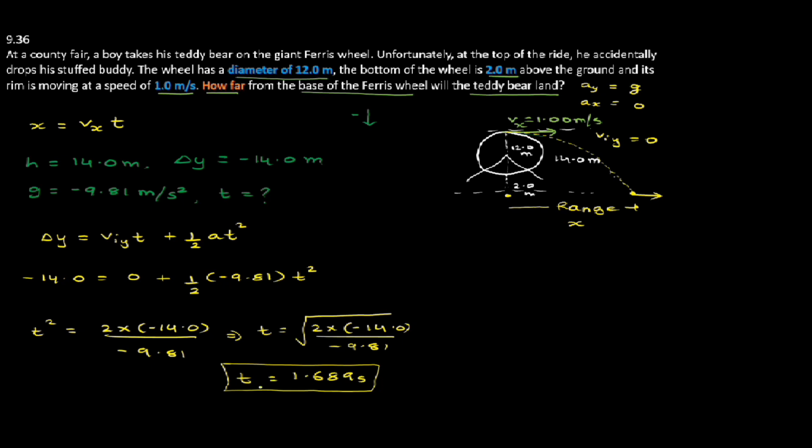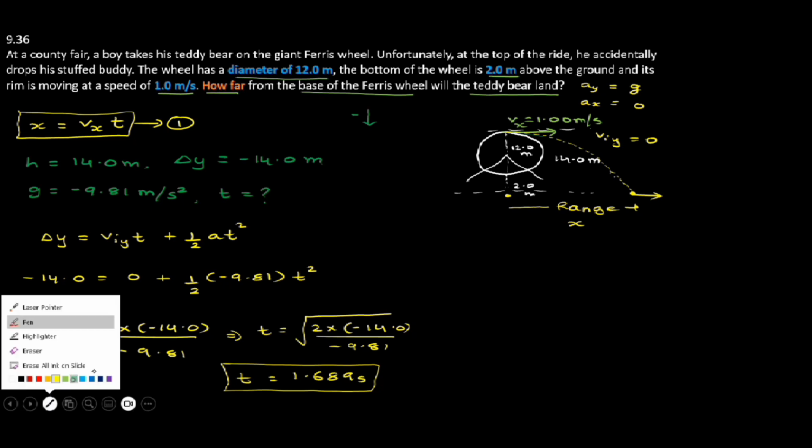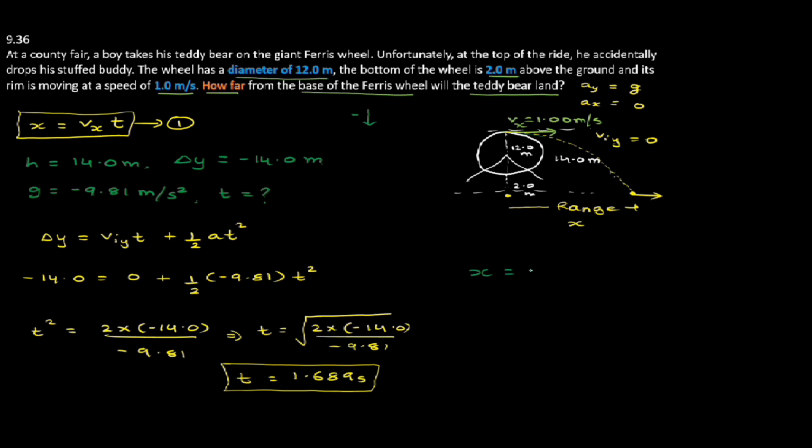Once I have the value of t, now I can substitute that in my first equation. Let me write this as equation 1. I will substitute t in 1. So we get x equals Vx times t. Velocity along the x-axis is 1 times 1.689. So we get x equals 1.689 meters. So this is how far the teddy bear falls from the base of the Ferris wheel.